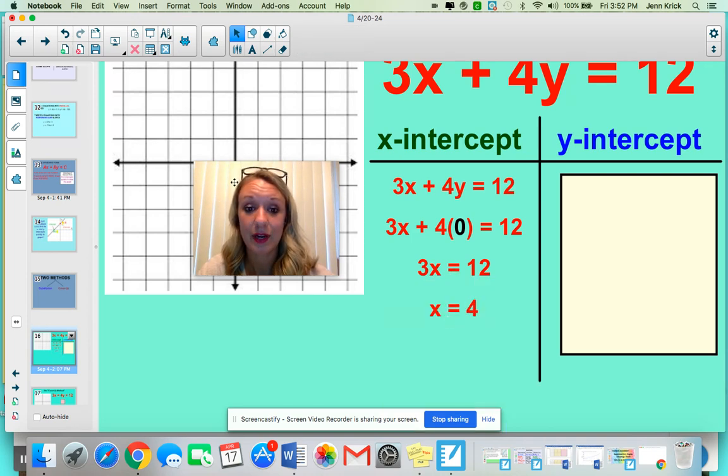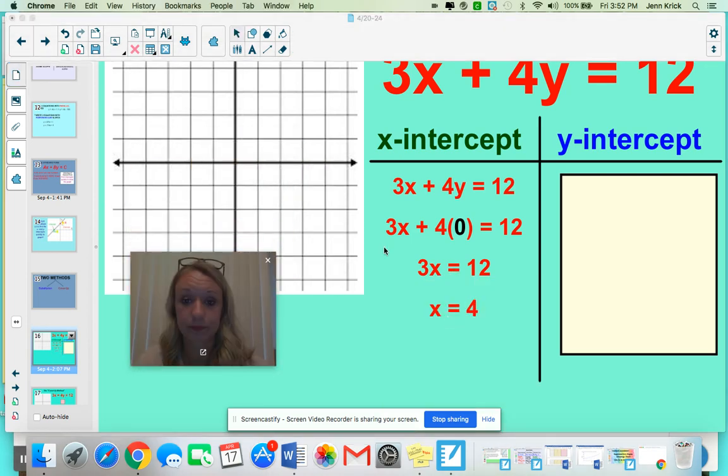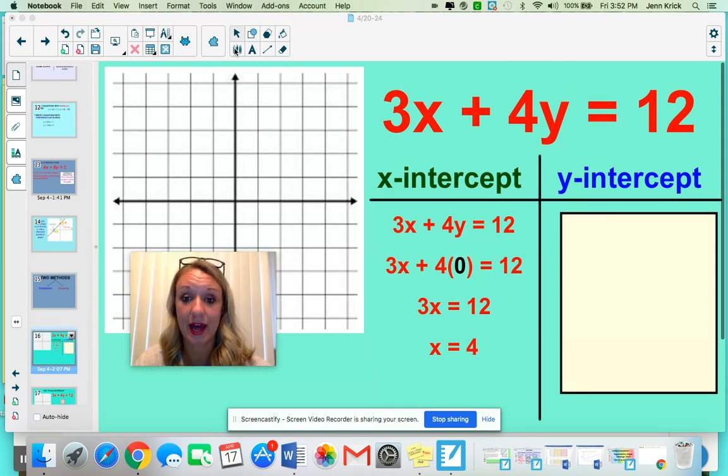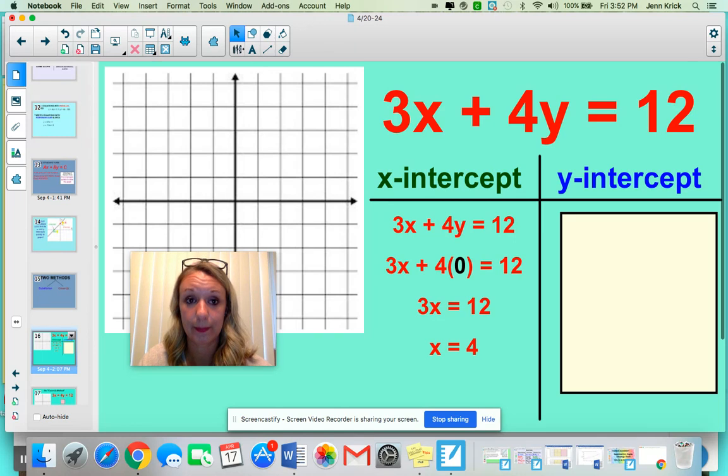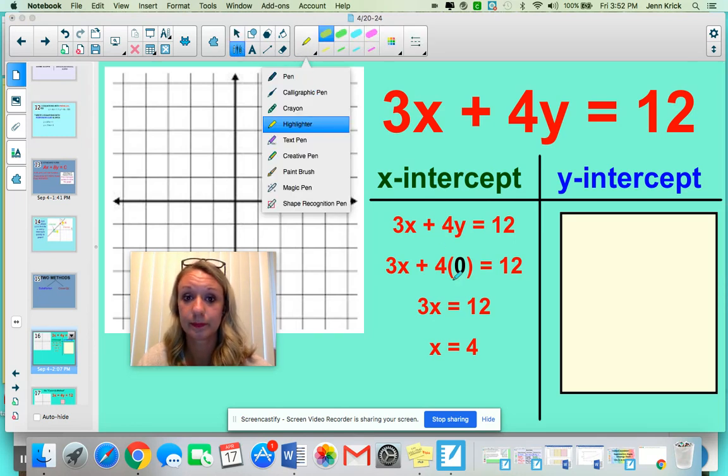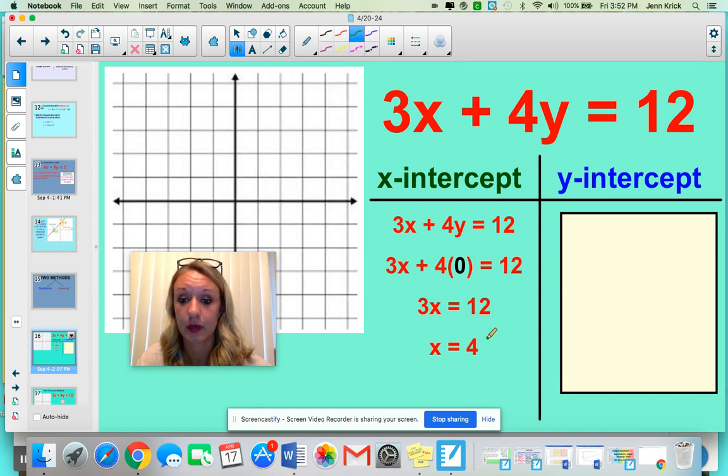Now that I know that x is 4, I can come up here and plot that x-intercept on my graph at x equals 4. So let me grab my pen, not my highlighter. Okay, so we know x is 4, so I'm going to come over here, 1, 2, 3, 4, and I'm going to plot my point.